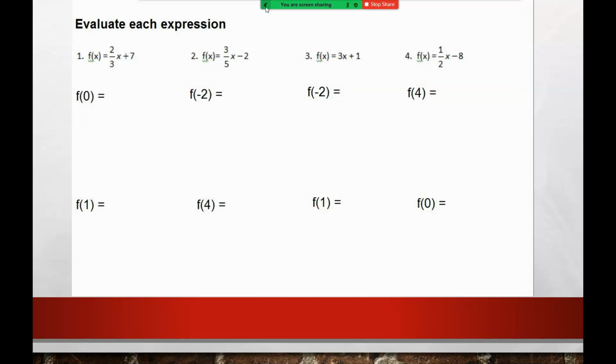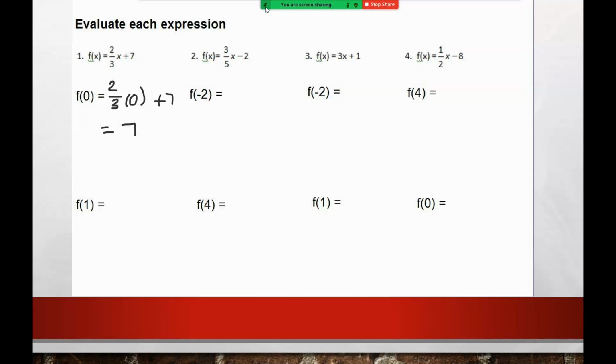If you were to find f of 0, it means you are plugging 0 in for x. So 2/3 x plus 7 gets a 0 where there's an x. So it becomes 2/3 times 0 plus 7. Anything times 0 is 0, so f of 0 is equal to 7.